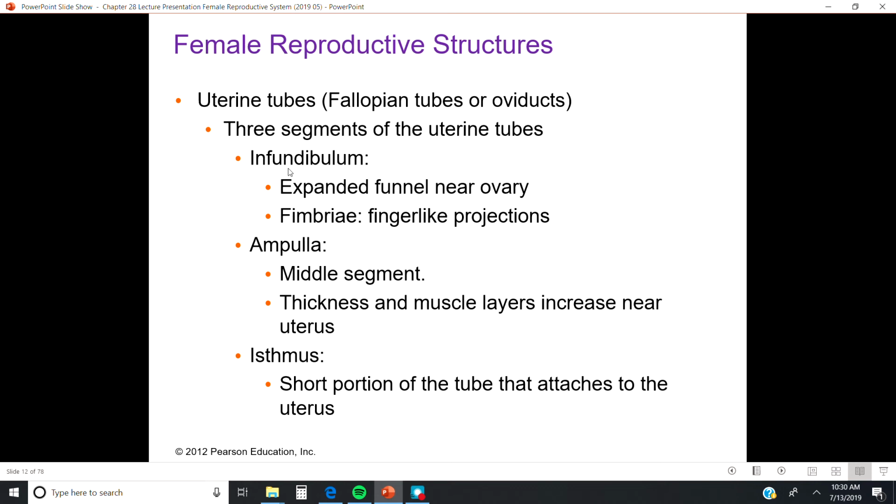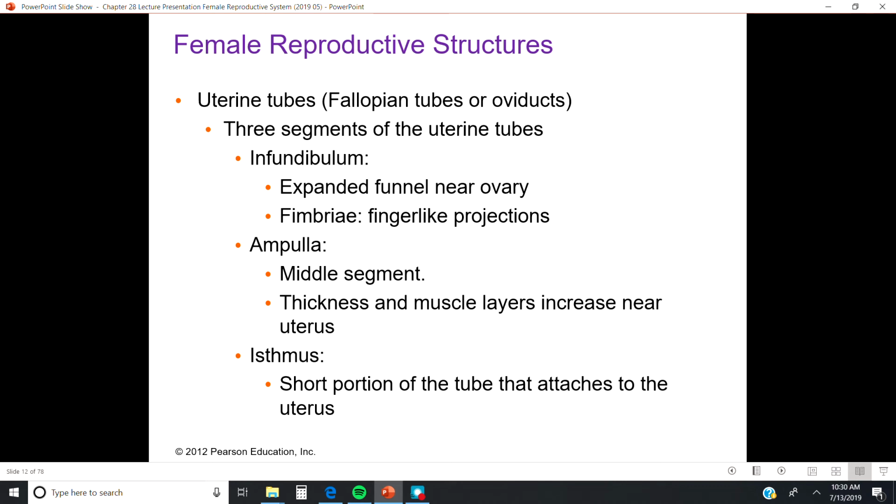Again, this funnel part, that's why they named it this, is the expanded funnel area. It covers over the ovary, and then extending from that, guys, are the fimbriae. These are finger-like projections, and it's almost like they wave and they kind of pull the oocyte that's been ovulated into the fallopian tube. The ampulla is the middle segment.